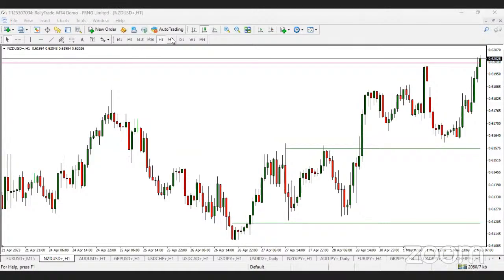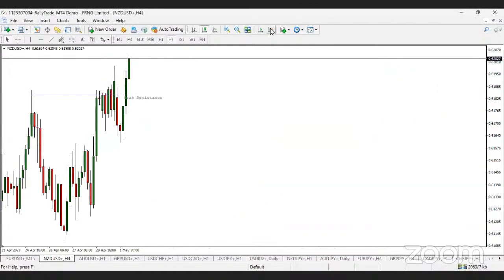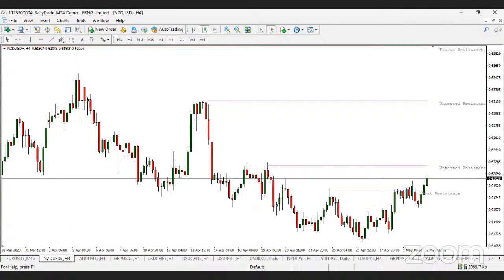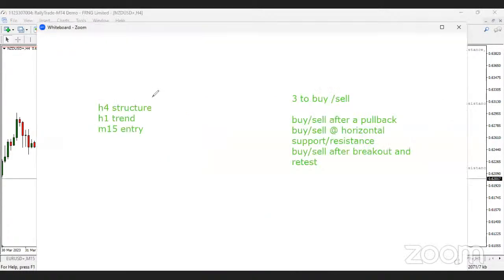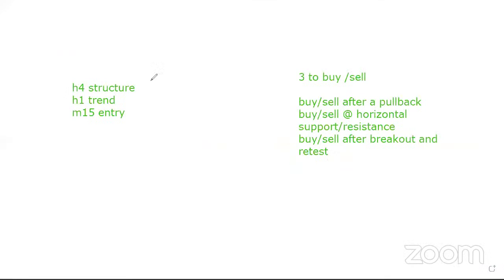So let's start our journey again from H4. Like I said, we want to do day trading. So on H4, let me share again the whiteboard. On H4, we want to establish structure, then H1 trend, then 15 minutes entry. Somebody's already asking for the 3 reasons. Don't worry, at the end of it all, I'm going to leave it on the chart, and then you can always go and rewatch the video on YouTube to have a better understanding again.